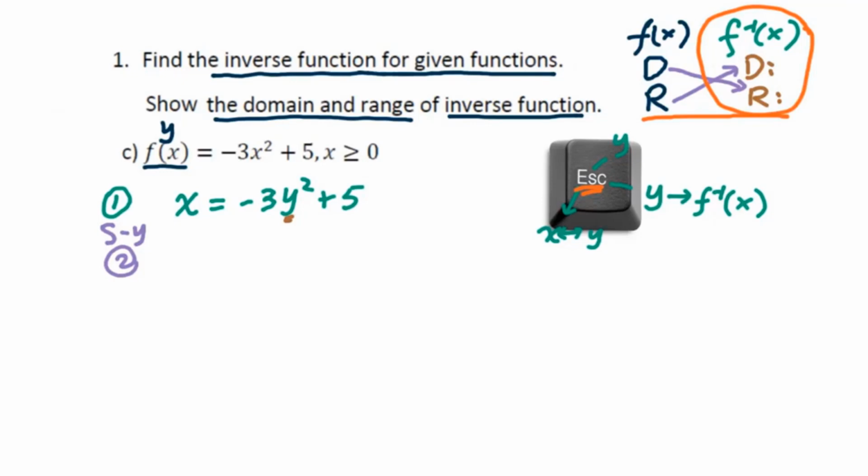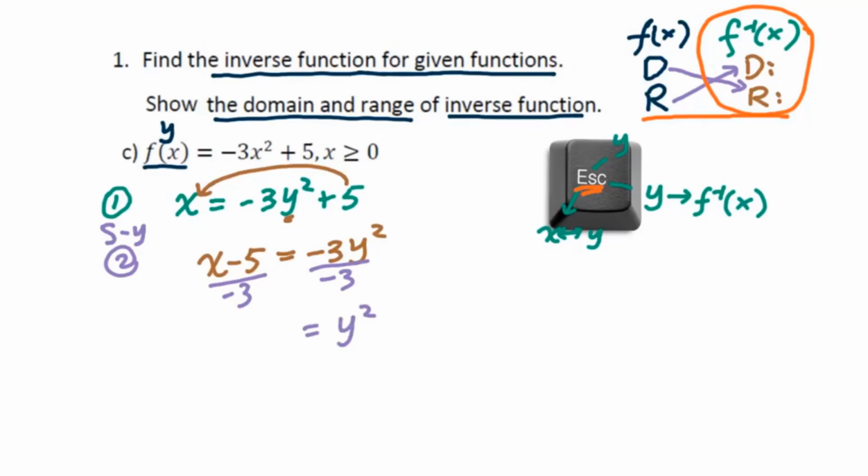So we isolate the variable on one side. We subtract 5 from both sides. x minus 5 equals negative 3y squared. Then we divide by negative 3. You get y squared equals, remember a negative sign cannot be in the denominator, so we change the sign for every term in this fraction. We got negative x plus 5 over 3.